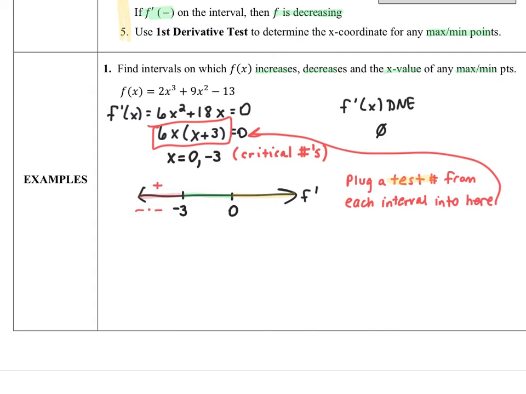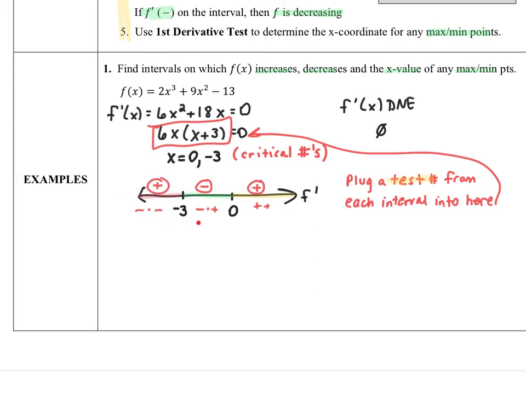I move on to my next interval between -3 and 0 and just pick a number in there like -1. And when I put a -1 in for my x's, 6 times -1 is going to give me a negative. When I put a -1 in for this x here and add the 3, it's going to be a positive. And if I find the product of a negative and a positive, the result is going to be a negative. So that means f prime is negative on that interval from -3 to 0. And my last interval, I pick a number greater than 0, like 100, and I put it into my factored form of f prime, and it's going to yield positives everywhere. And when I multiply 2 positives, I get a positive.